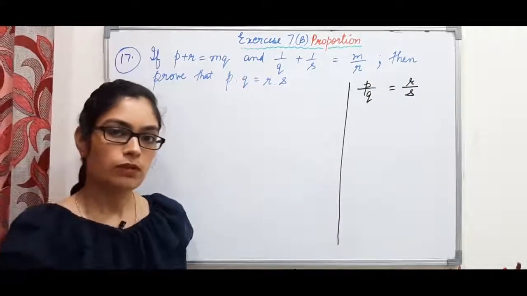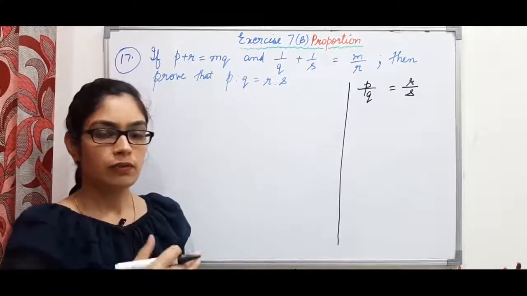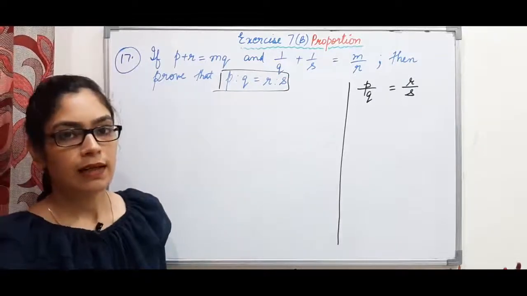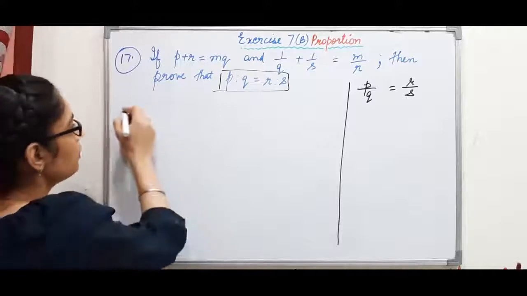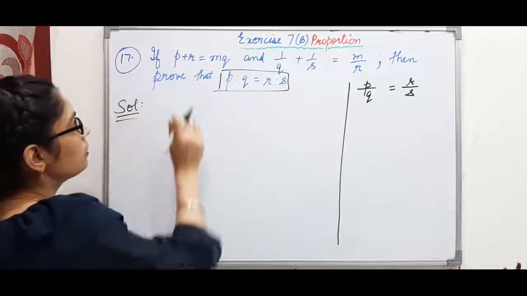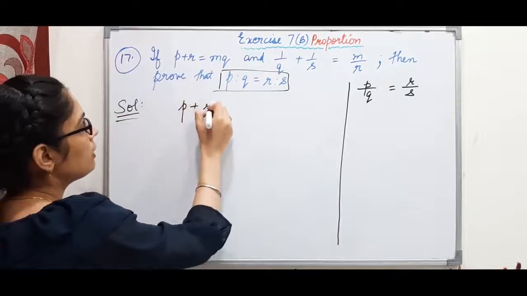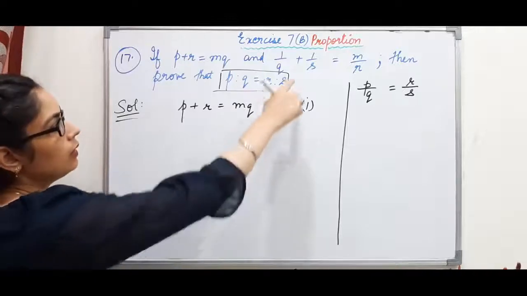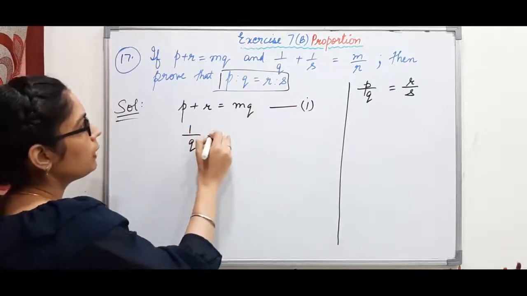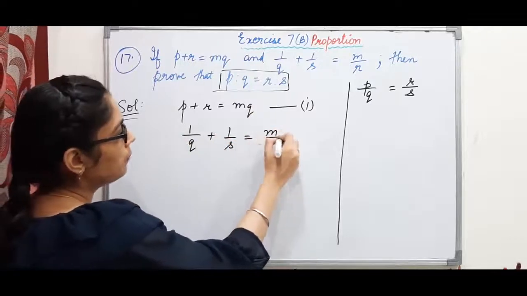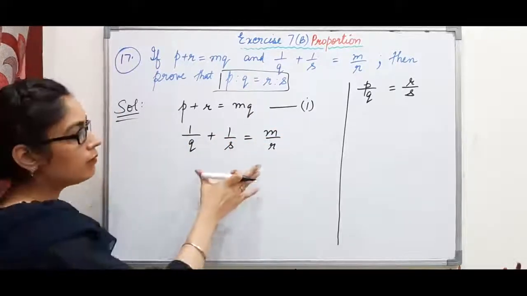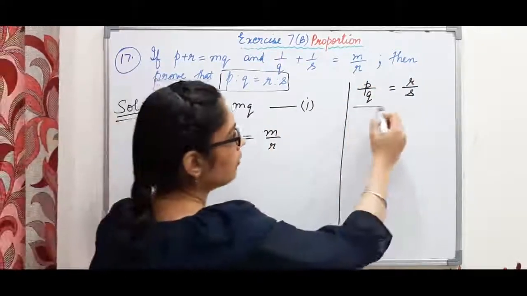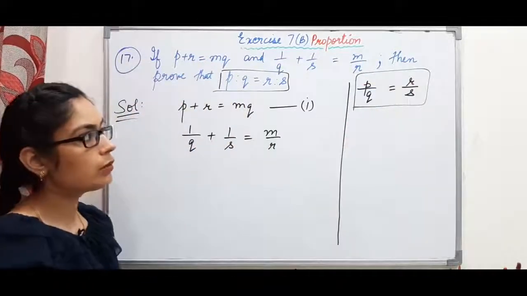See, in the previous question also we used the given things, and there itself we solved it and got the required thing. We didn't use left hand side and right hand side separately. Same thing here also we will do in this question. We will use the given things. So this is given to us, p plus r is equal to mq. Number 1 I will write it. This is given to us, 1 by q plus 1 by s is equal to m by r. We can start from here also, it's your wish, but the thing which we have to prove is this, p by q is equal to r by s.